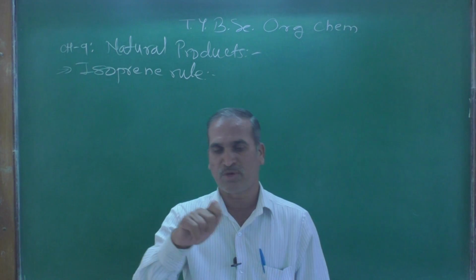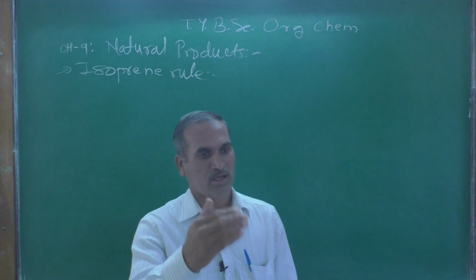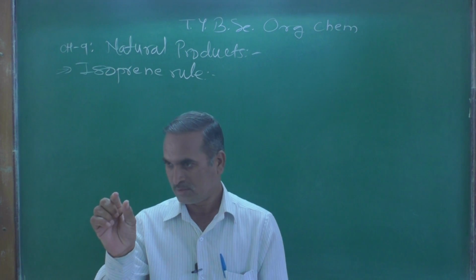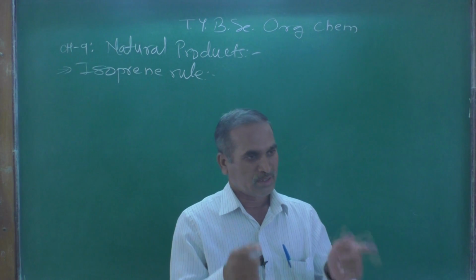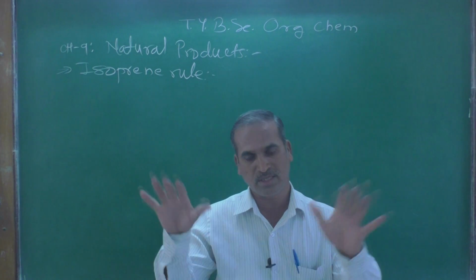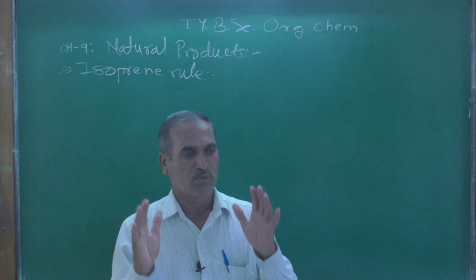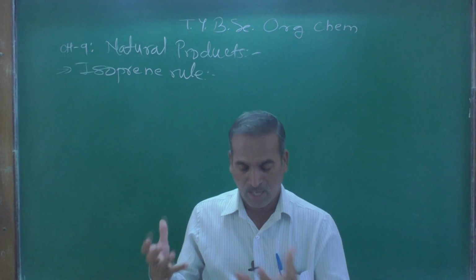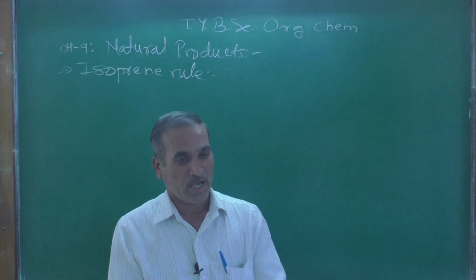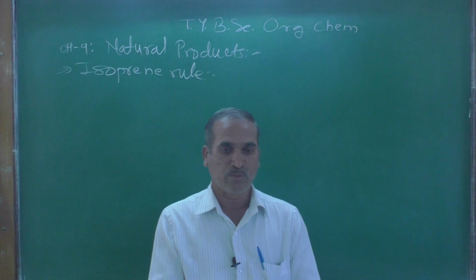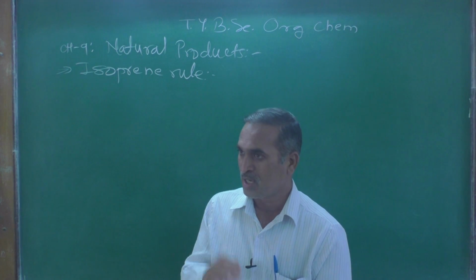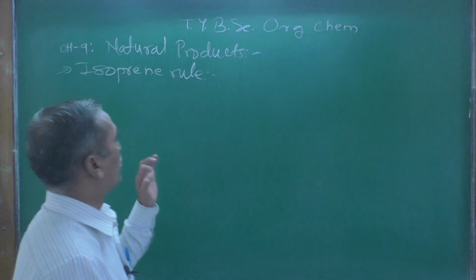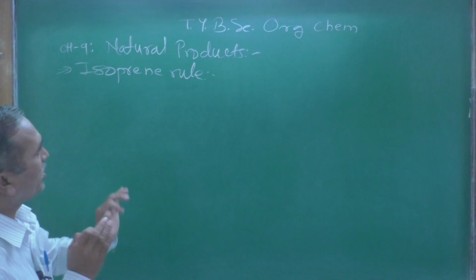In the next column we have mentioned the molecular formula, in the next column the class of the terpenes, and the last one is the example. According to that we have discussed in detail the classification of terpenoids, and now today we are going to discuss the isoprene unit. Look at the board, written as the isoprene rule.